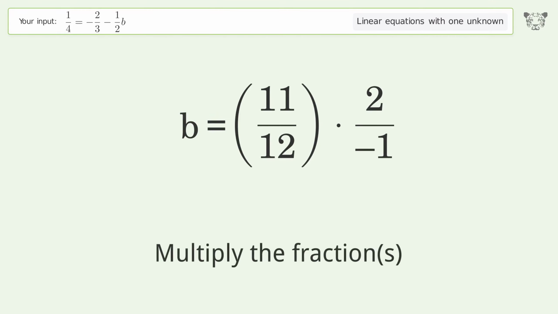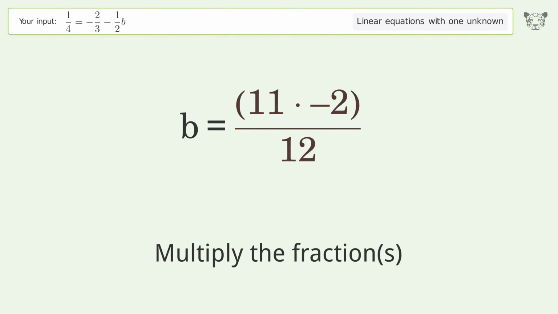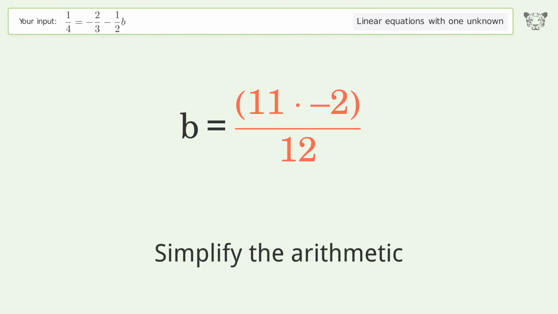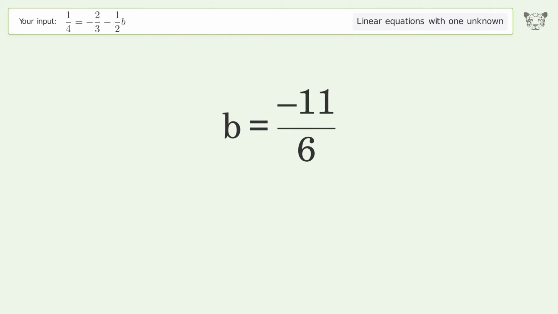Multiply the fractions. Simplify the arithmetic. And so the final result is b equals -11/6.